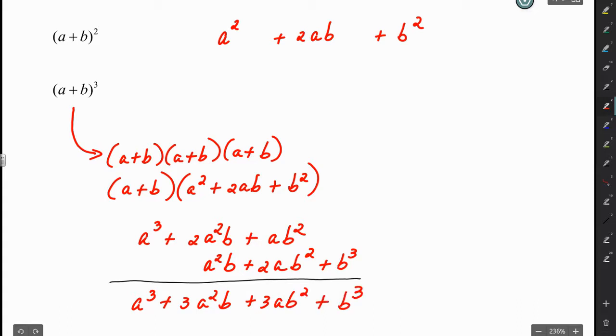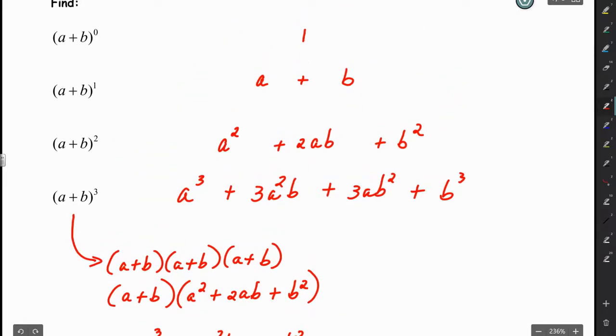Now, that was a lot of work. And the whole point of this lesson is to eliminate all of that work, to understand what the patterns are, and then use those patterns to help us expand polynomials that are raised to a power in a much more simplified process. So let's just put this up here. We've got a cubed plus 3a squared b plus 3ab squared plus b cubed.